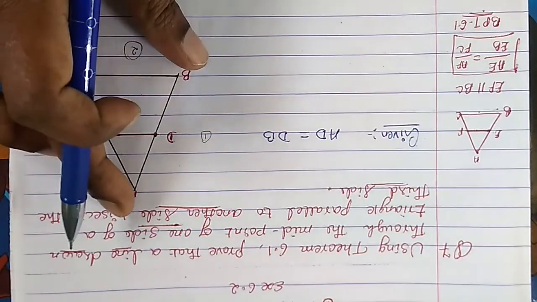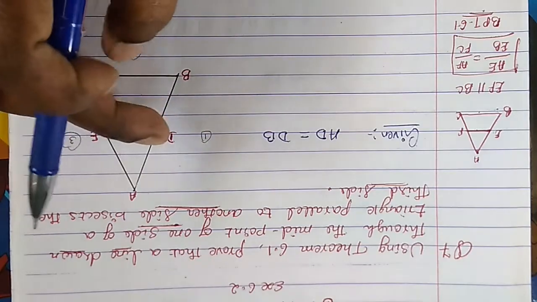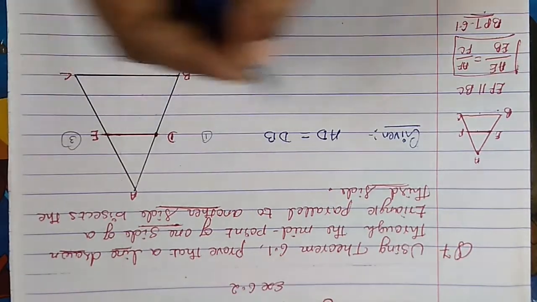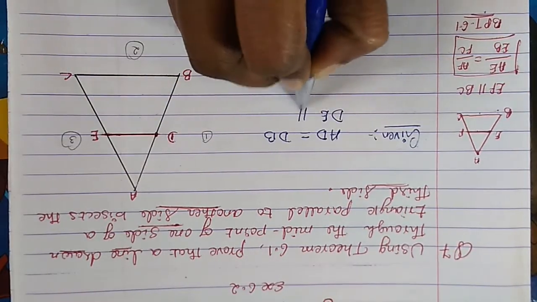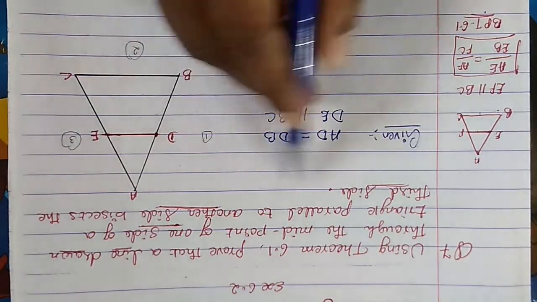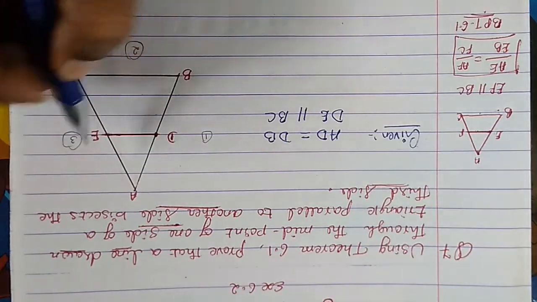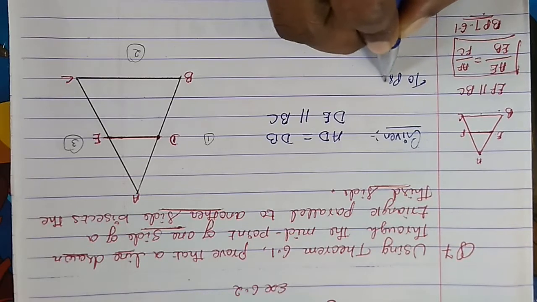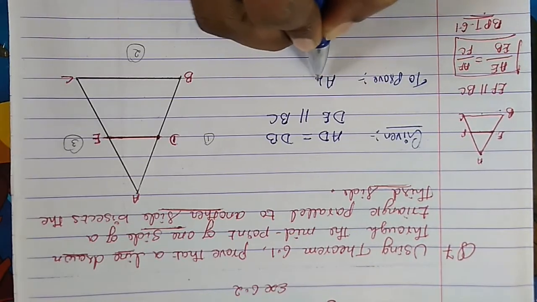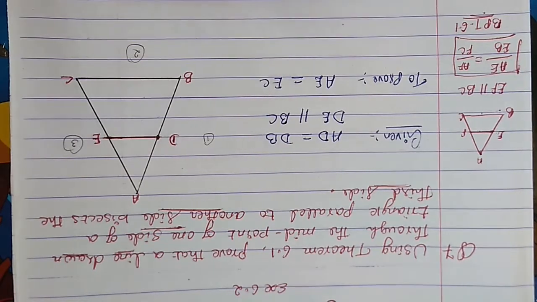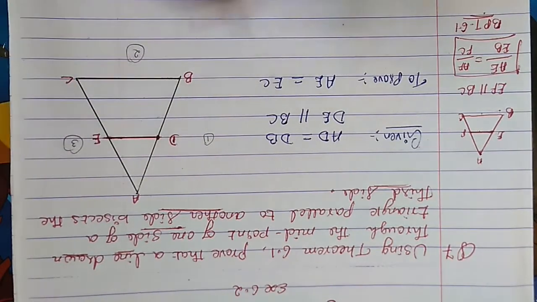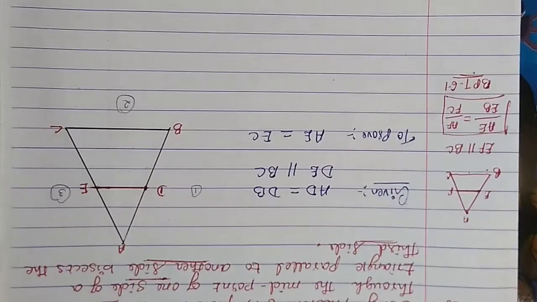Because we have taken the midpoint of one side, the two parts will be equal. Then a line parallel to another side, so DE is parallel to BC. Now what we have to prove is that this line is bisecting the other side. Bisecting means equally dividing. So we have to prove that AE is equal to EC. That's what we have to prove. Let's start the proof.